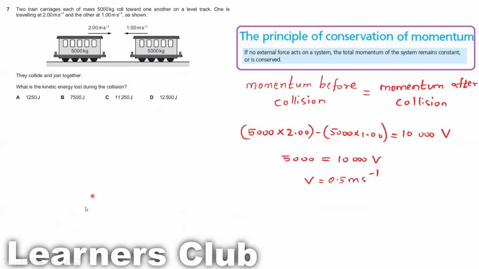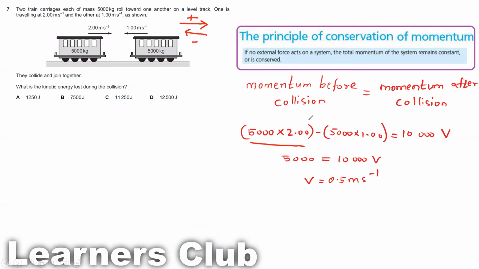Here again we have to consider moving towards the right as positive, moving towards the left as negative. So you can see this 5,000 kg is moving forward, positive side, by 2. Momentum is mass into velocity. So 5,000 kg into 2.00. This one is moving in the opposite direction, so negative 5,000 kg into 1.00 meter per second.